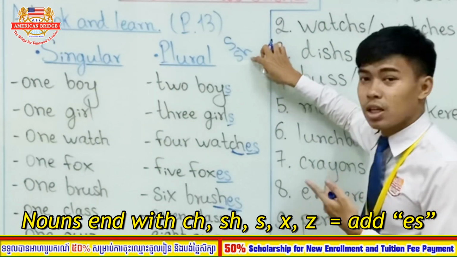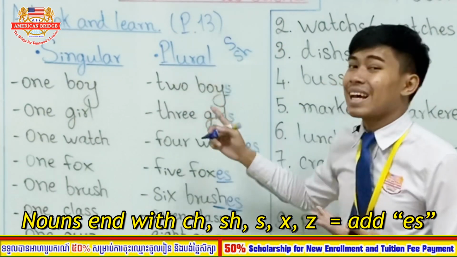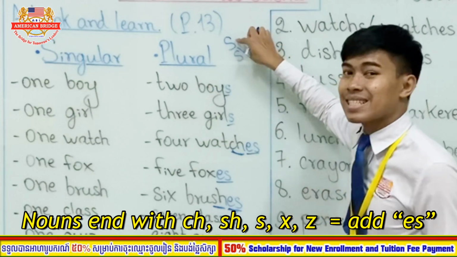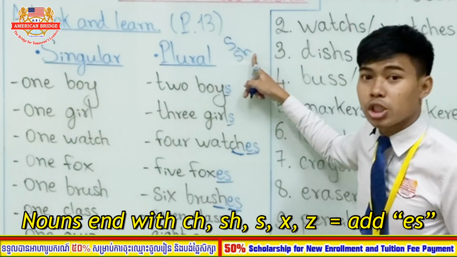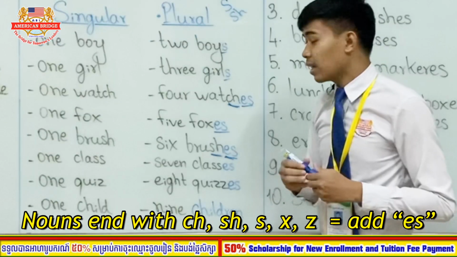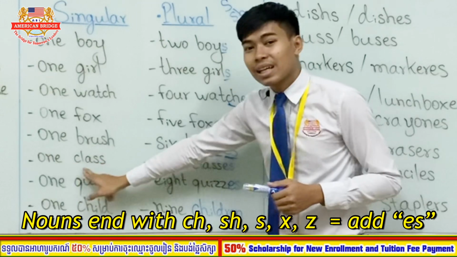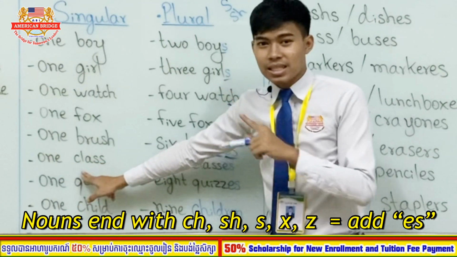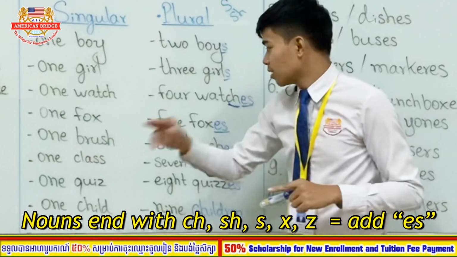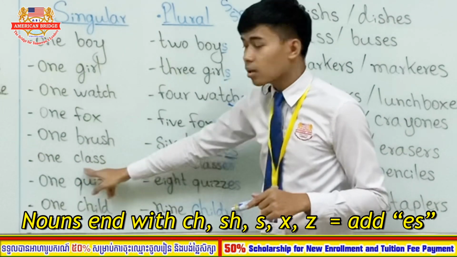But this one, for example, the word class. So s, right? Class. But the word brush, sh, brush. Okay. Let's go to the next one here. Class, one class. Don't forget the s sound. Just like a snake, right? One class. So when it is singular, one class.